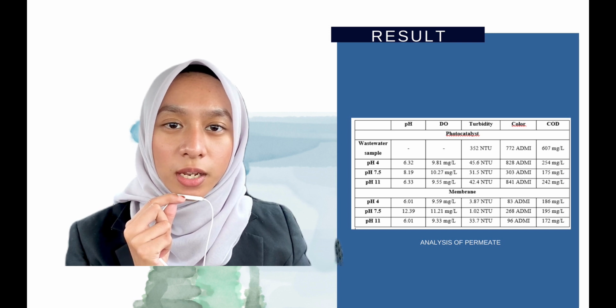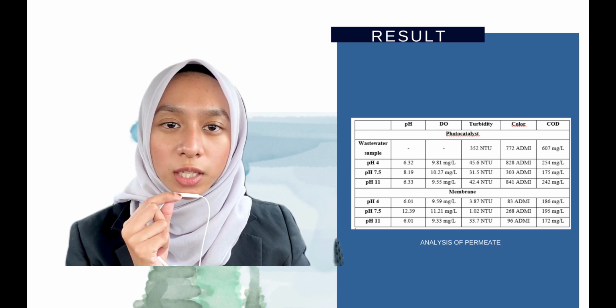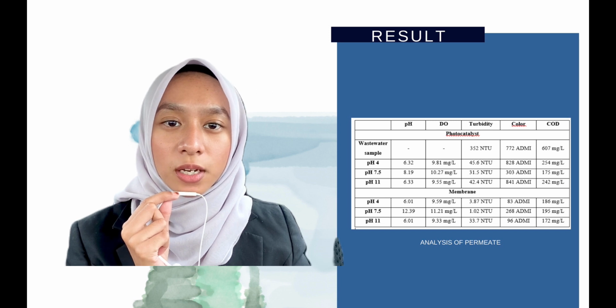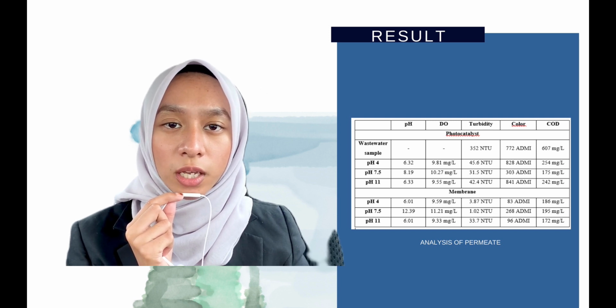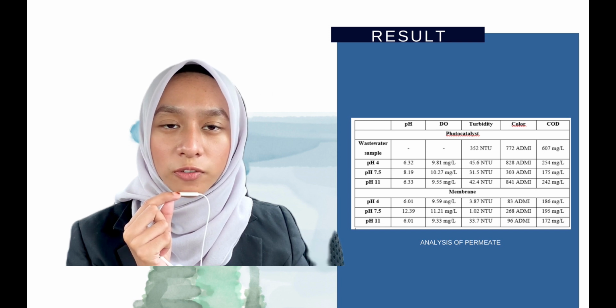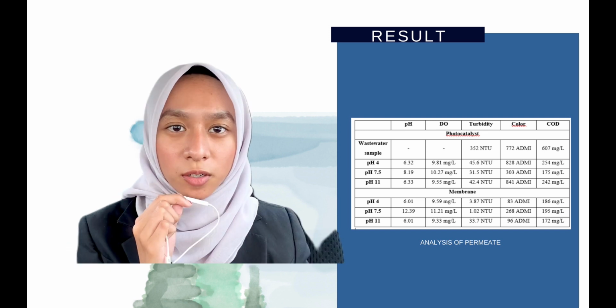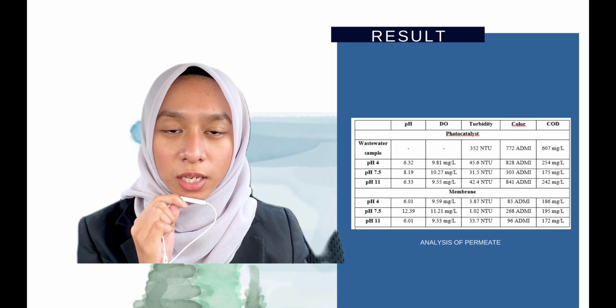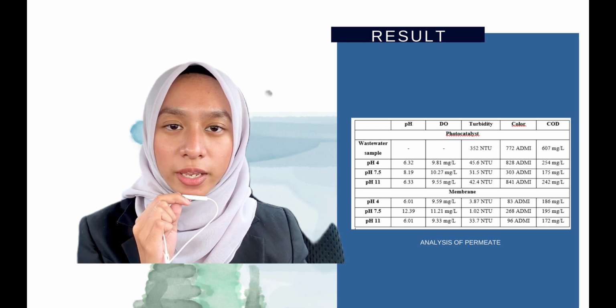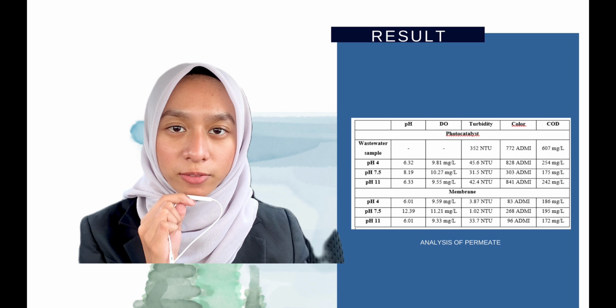Meanwhile, pH 11 shows more turbid in photocatalysis and membrane process compared to the other two initial pH. This is because the high pH value of a solution can reduce the degradation of organic molecules and make the hydroxyl ions compete with the organic molecules for the adsorption on the surface of the photocatalyst. Moreover, permeate at pH 11 has more cloudiness or haziness and indicates low water clarity than pH 4 and pH 7.5.